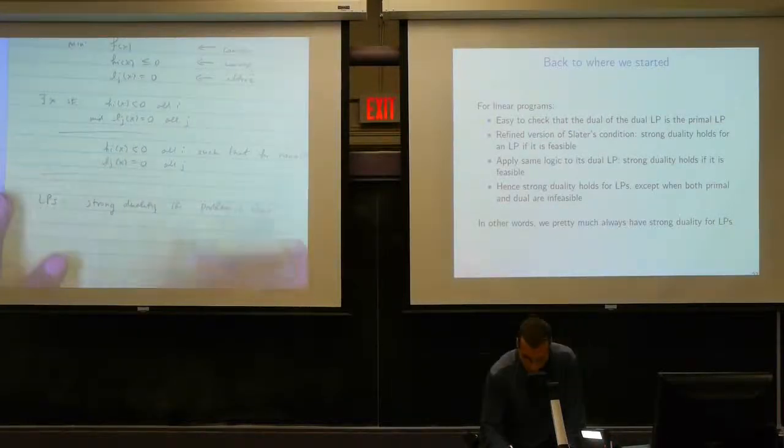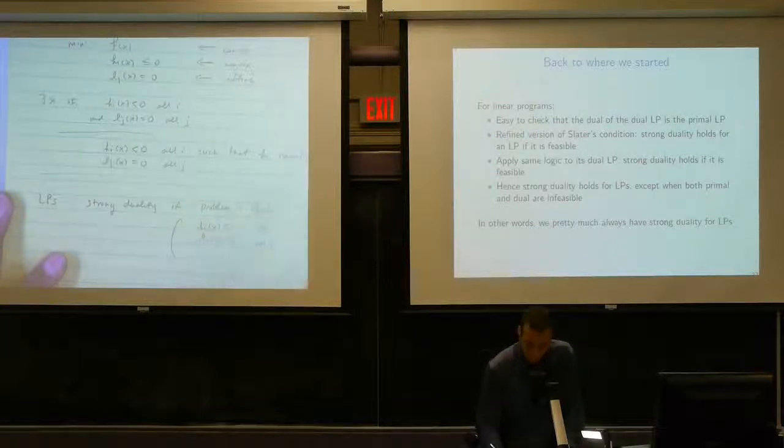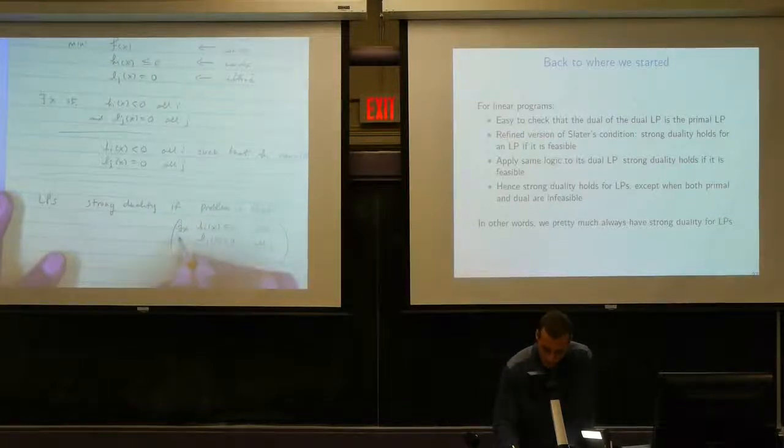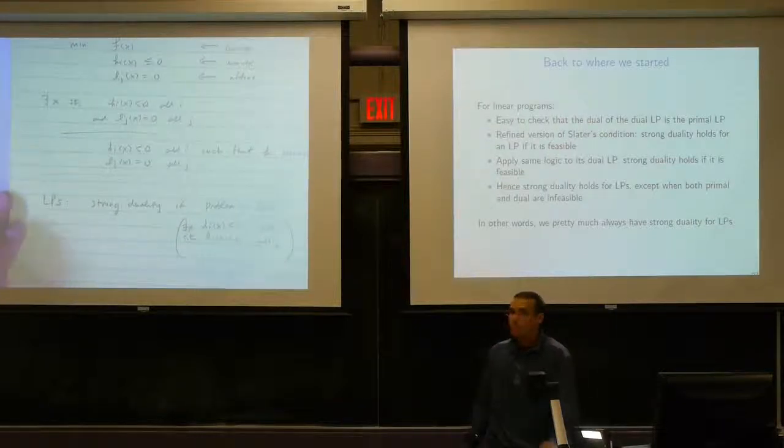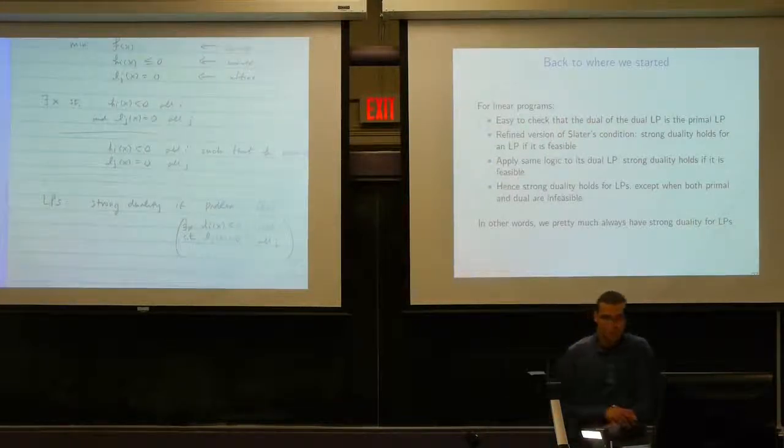Right, so in other words, all I have to do is find some x such that this is true for all i and for all j. And as long as I can find that x, then I get strong duality in LPs. That comes from this weaker version of Slater's condition. So what does that mean for us?